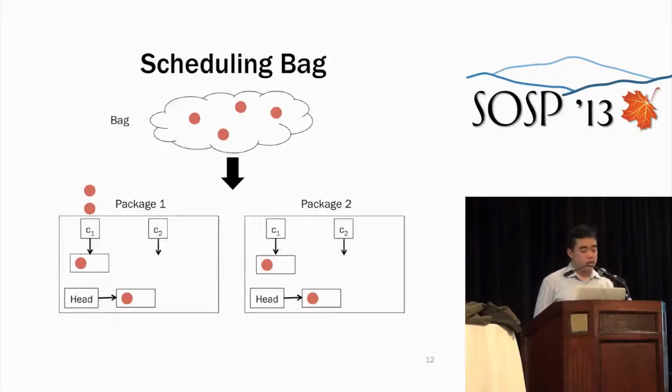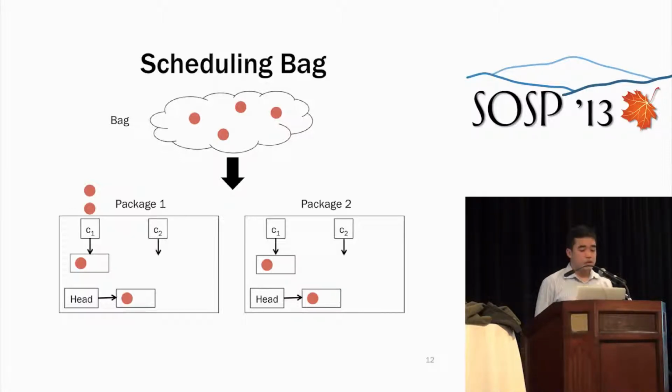So the scheduling bag is responsible for storing work at a particular priority level. You can think of it as an unordered collection of tasks. But in reality, it's concretely implemented as a distributed data structure. We have cores, each of which has at most one block, which is filled with tasks. And each package or socket in the machine has a linked list.